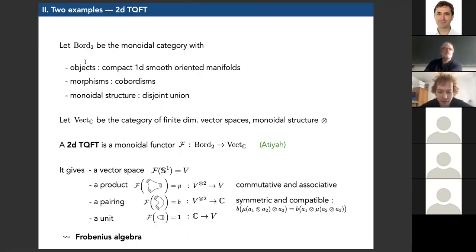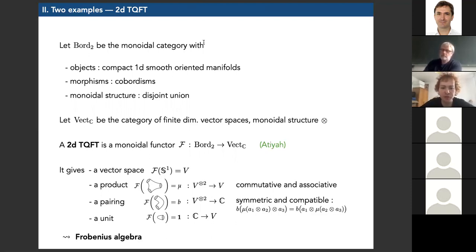Now let's go to an example which is a bit more interesting, which is two-dimensional TQFTs. This is a notion that was introduced by Atiyah in the early 80s. Here, you start to consider the category Bord 2, whose objects are compact 1D smooth oriented manifolds, so a collection of circles. And morphisms are cobordisms between these circles. So it's a surface whose boundary is a collection of circles, and you have an in boundary and an out boundary.